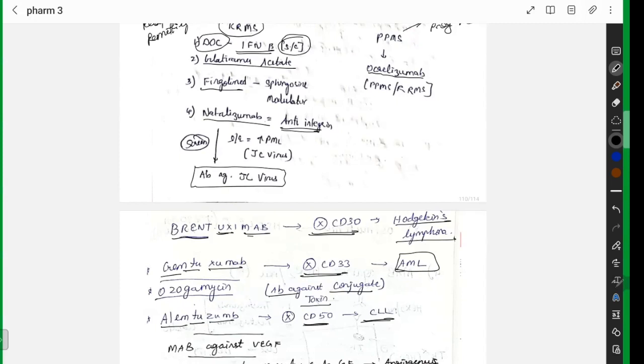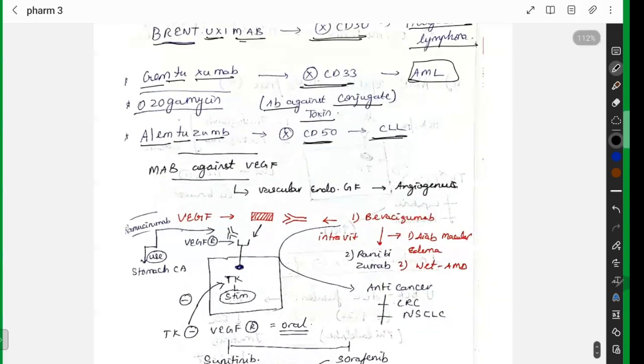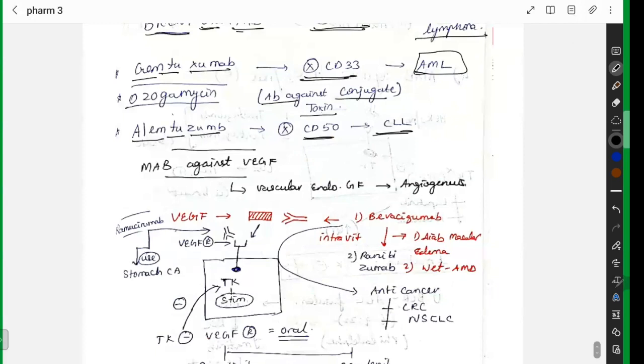We have something called neovascularization. You would have read in pathology, right? What is the process of neoplasia? They have given 7 steps of neoplasia, so I hope you have read that. Among the 7 steps, one is neovascularization. The neovascularization you are going to inhibit by creating an antibody against vascular endothelial growth factor.